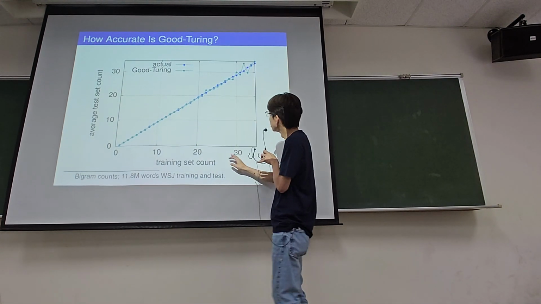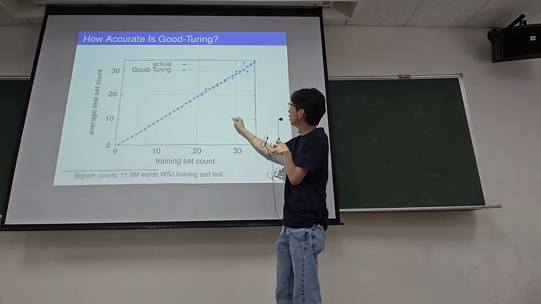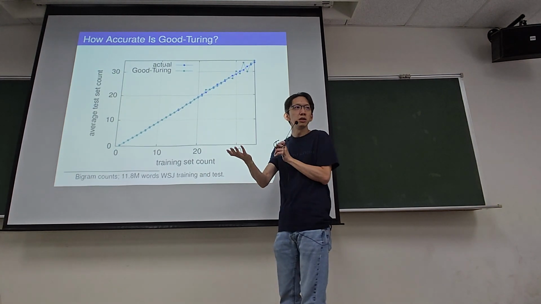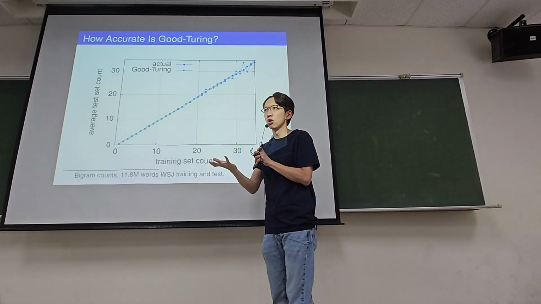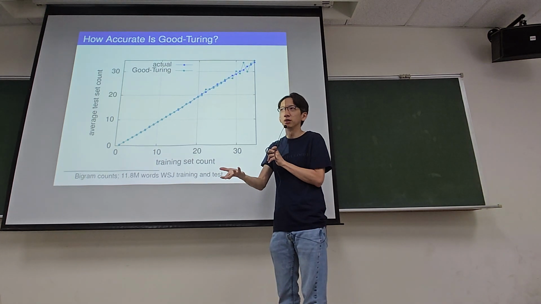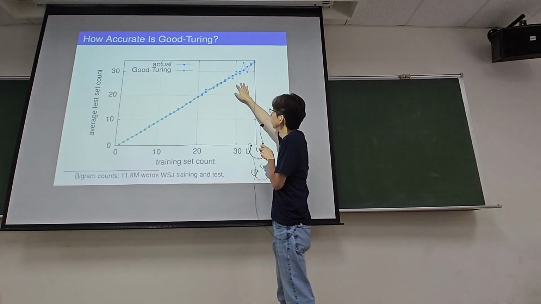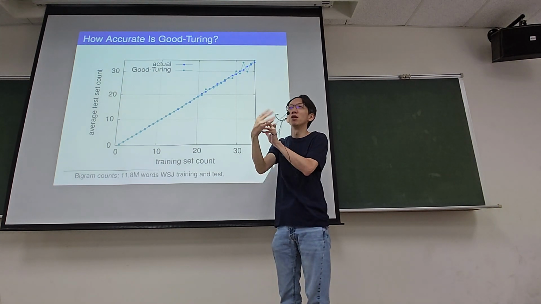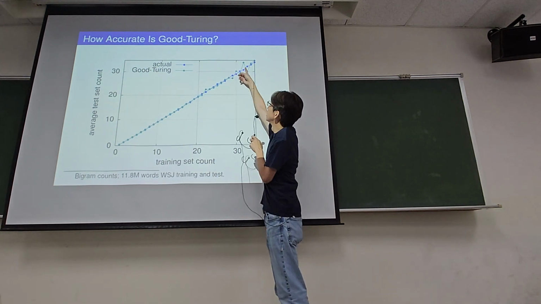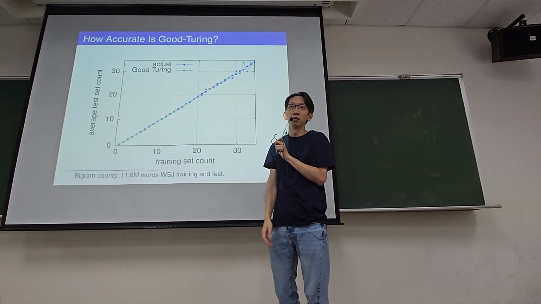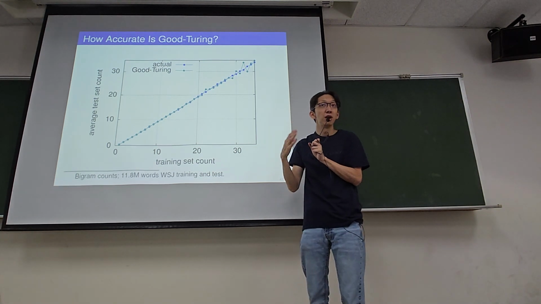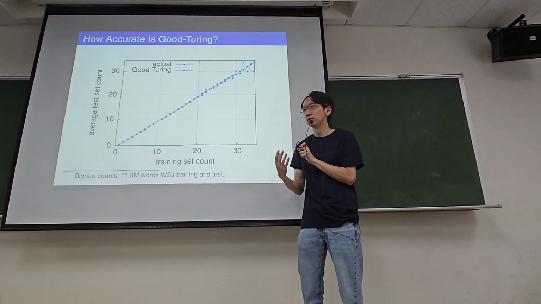But look at this, over 25 counts, almost 30 counts. Those are events you see quite often already. You have a trigram that has appeared 30 times. That's a very important trigram. But if you use the Good-Turing estimate to reshuffle them, the estimate will start to get off. So Good-Turing is good for rare events, especially 0, 1, 2 counts.